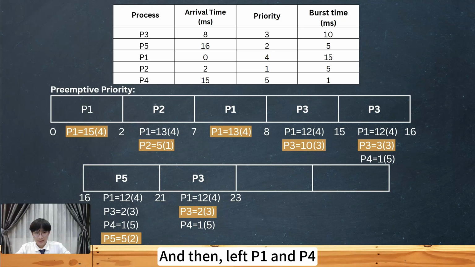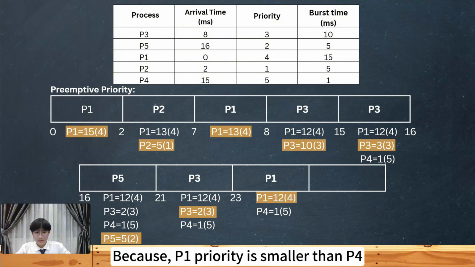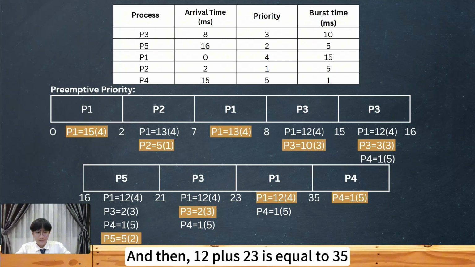And then P1 and P4 are left. And then I highlight P1, and in the space, I write out P1, because P1's priority number is smaller than P4's. And then 12 plus 23 is equal to 35. And then 1 plus 35 is equal to 36. So this is all about the diagram.